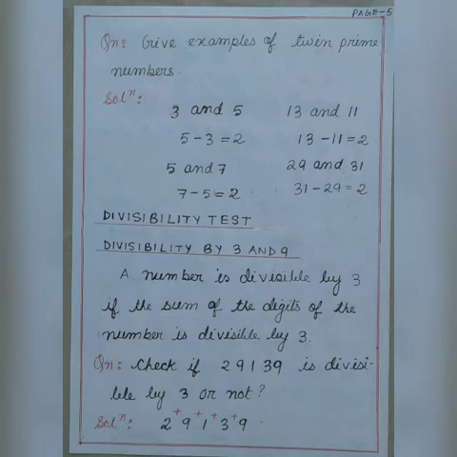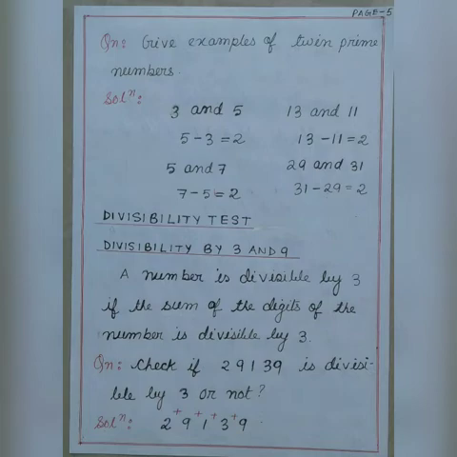Next topic is divisibility test. Divisibility by 3 and 9. A number is divisible by 3 if the sum of the digits of the number is divisible by 3. So, if a number is given, what we have to do to check if it is divisible by 3 or not? We have to add the digits of the number.